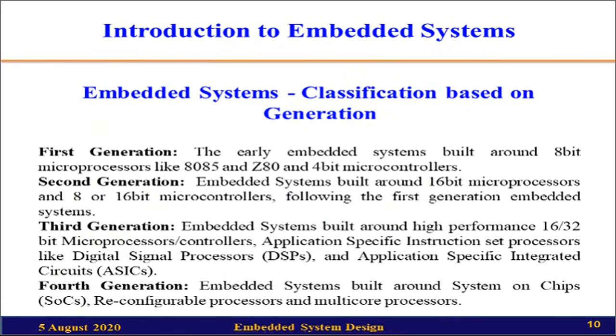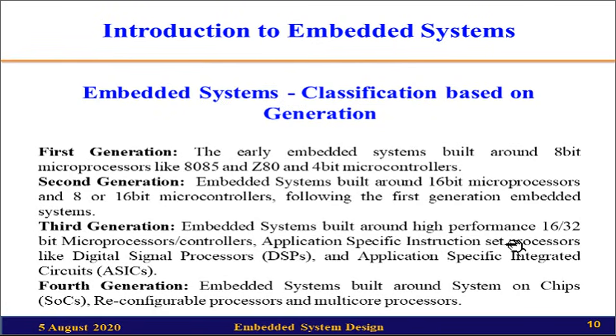So the first classification is based on generation. So we have first generation, second generation, third generation, and fourth generation. In the first generation, we have early embedded systems which were built on 8-bit microprocessors like 8085 and Z80. These are nothing but 8-bit microcontrollers. And they were also built using 4-bit microcontrollers. And next, coming to the second generation, here we have the 16-bit microcontrollers or microprocessors.